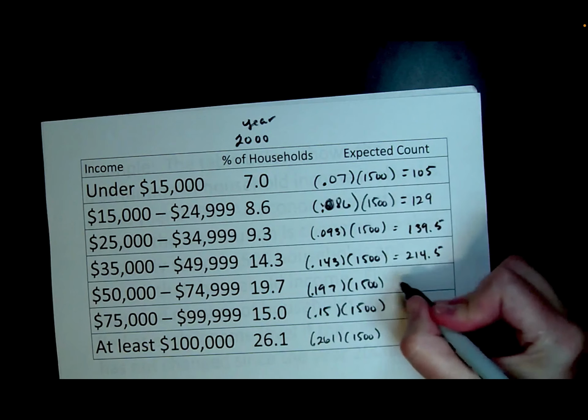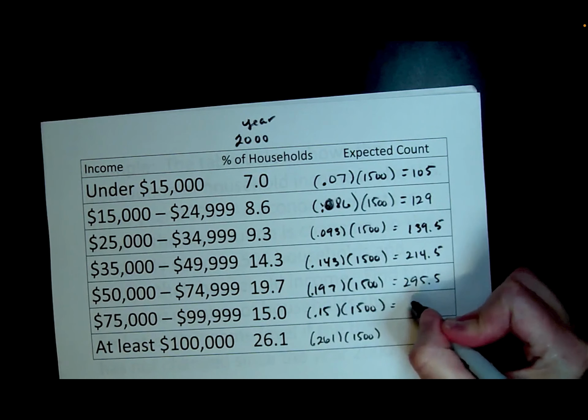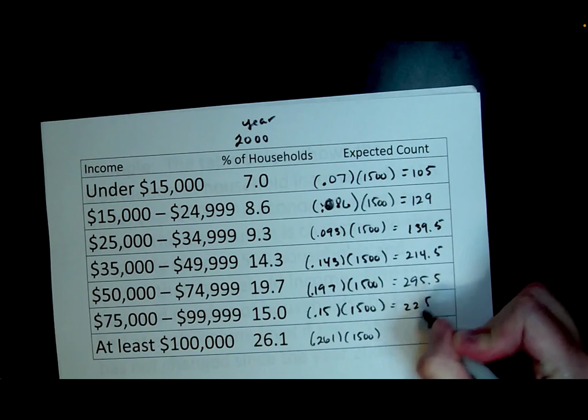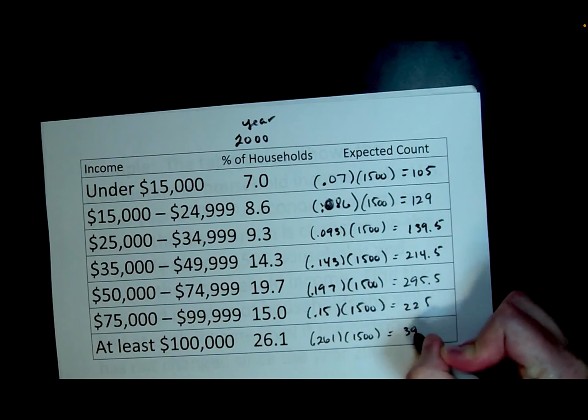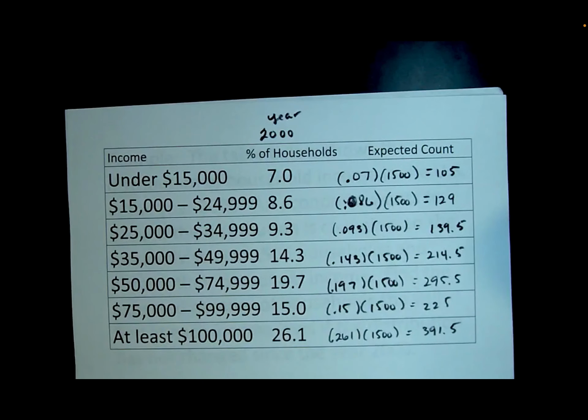214.5, 295.5, 225, and 391.5. So again, that's what we would expect her to find if the distribution has not changed.